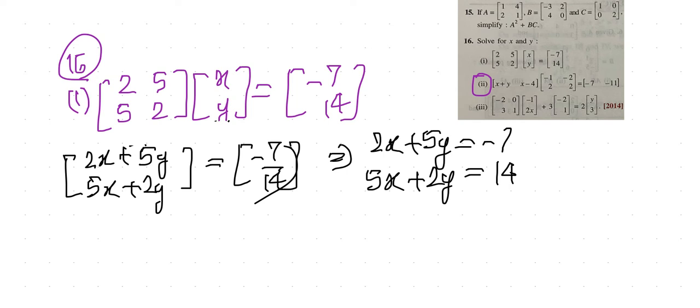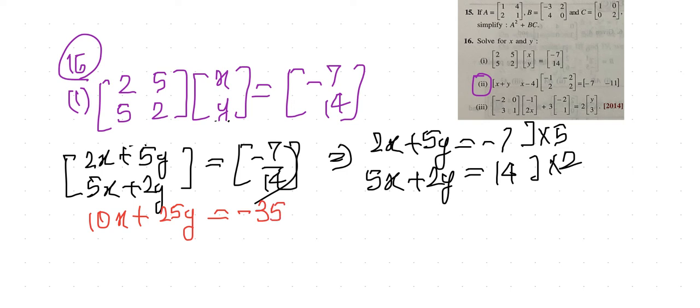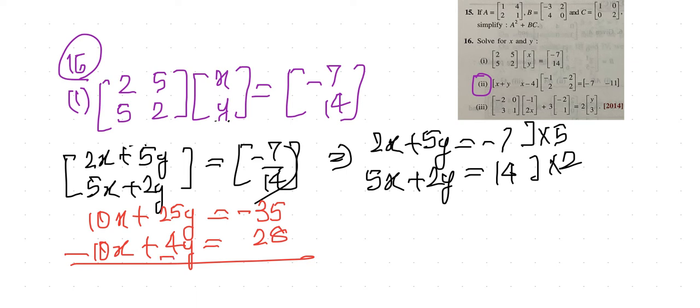So this you can be solving by any method. I'll be using elimination. So for elimination, I'll have to multiply this by 5, and I'll be multiplying this by 2. Now what you are getting: 5 2s are 10, so write down 10x plus 25y is equal to minus 35, and here you are getting 10x plus 4y is equal to 28. So this goes minus, this goes minus, this also goes minus. So this gets cancelled. 25 minus 4 is equal to 21.